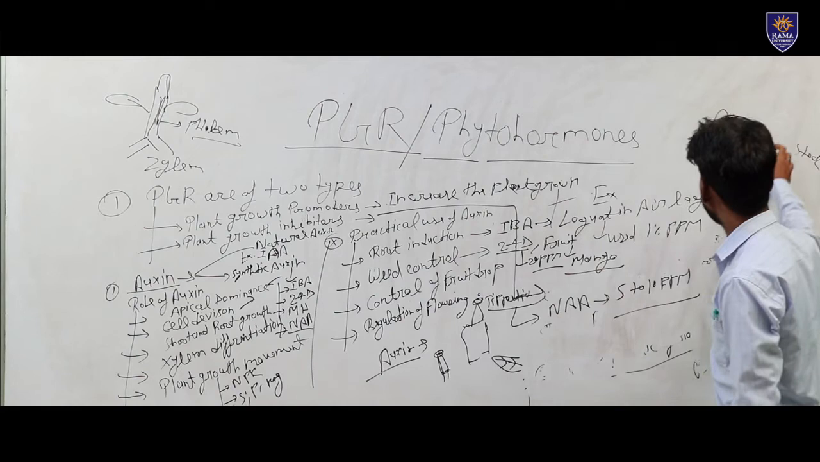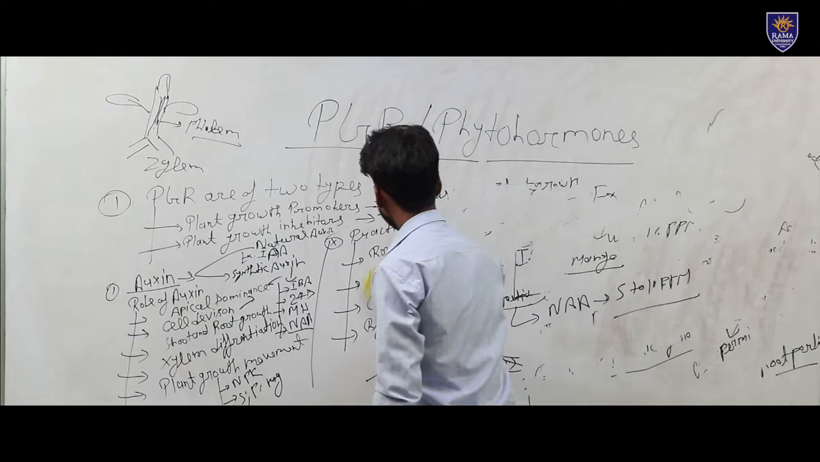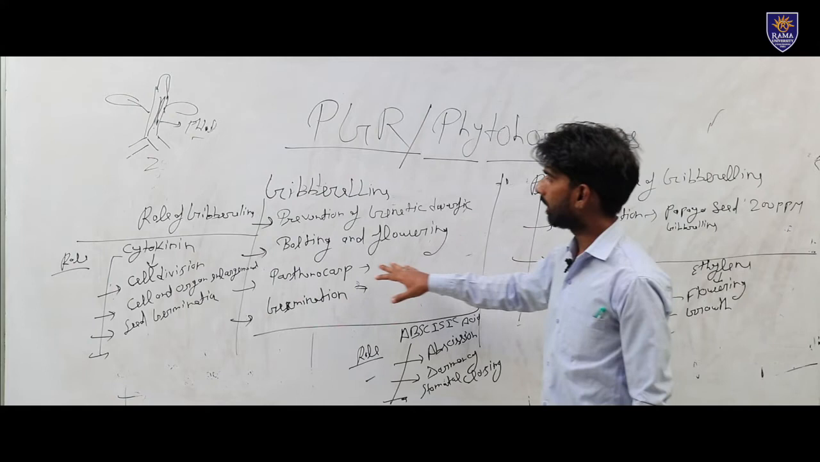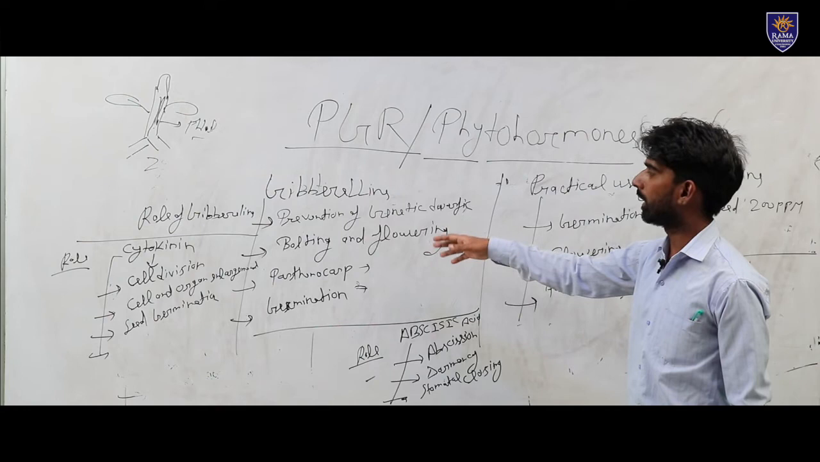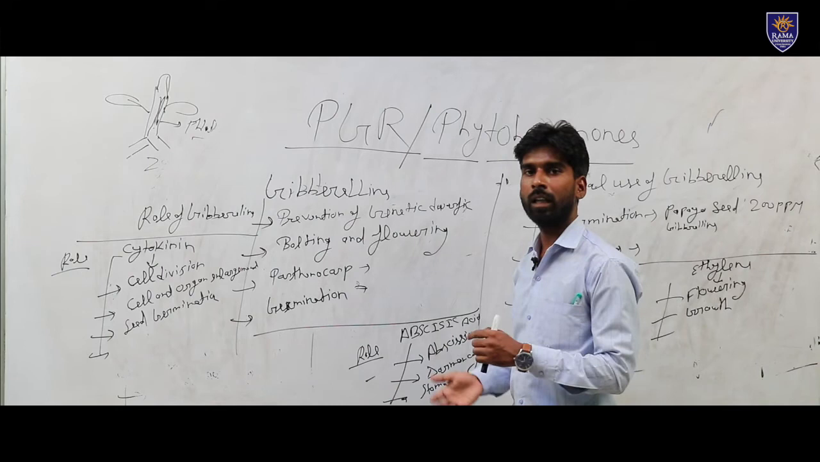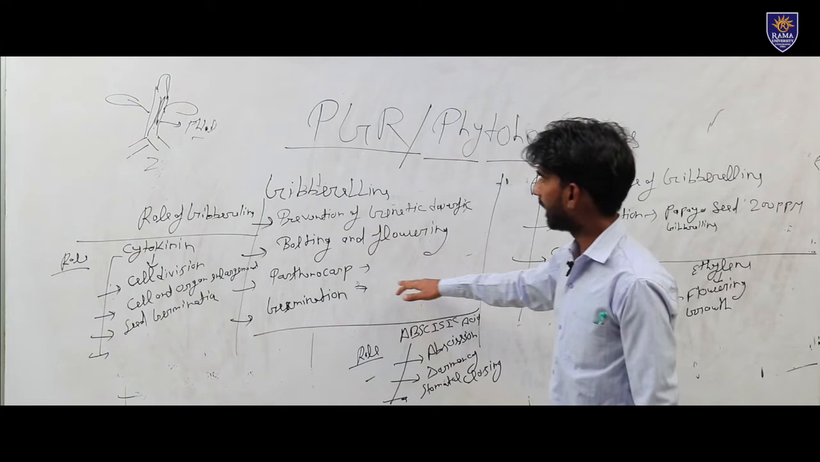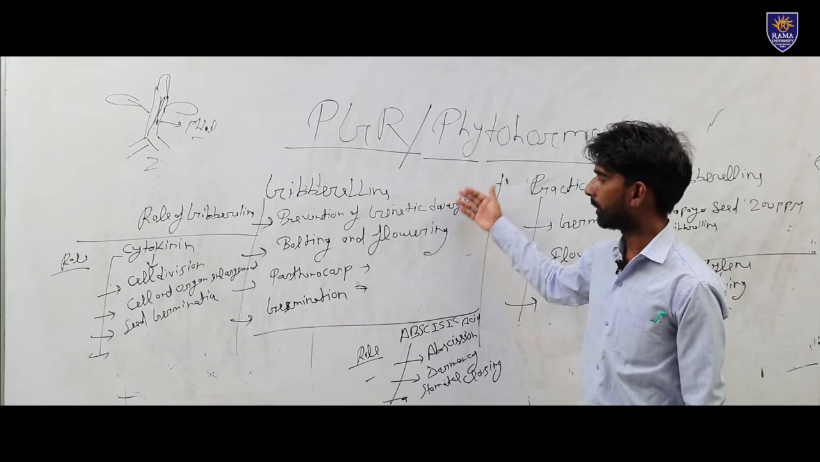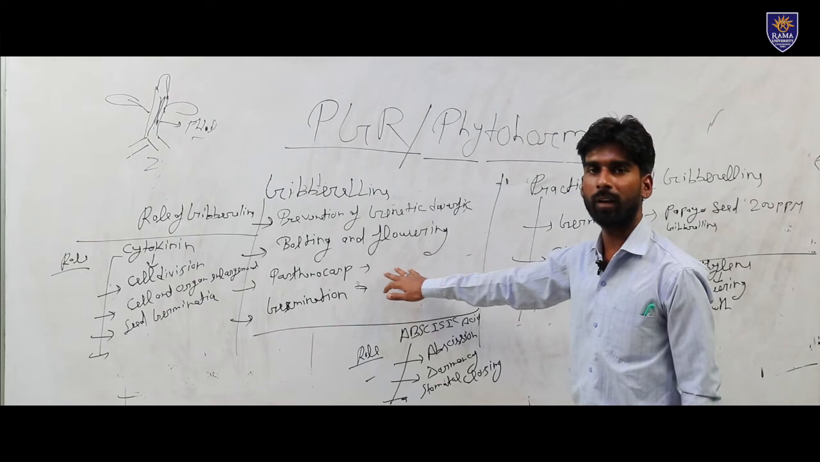And second, we are talking about gibberellin. Gibberellin PGR is very important for fruit crops. Here are the roles of gibberellin: how it works in plants, fruit crops or vegetable crops. Prevention of genetic dwarfness: it inhibits the genetic dwarfness of most fruit crops. Second is bolting and flowering. It regulates most fruit crops and increases flowering. Parthenocarpy means development of fruit without fertilization.